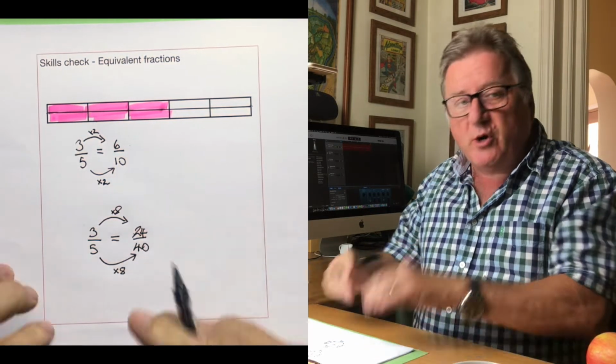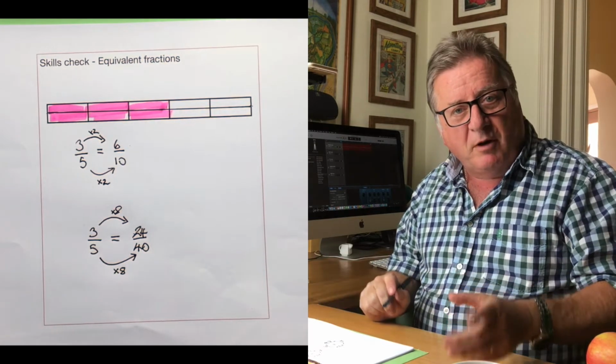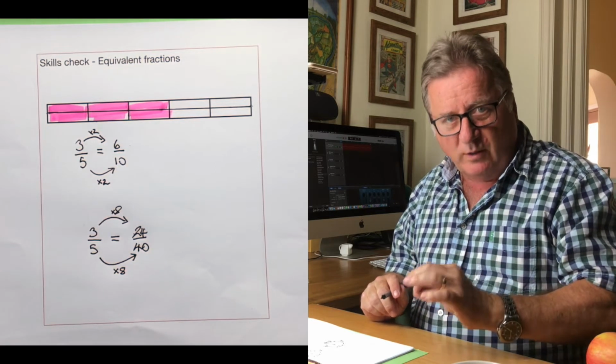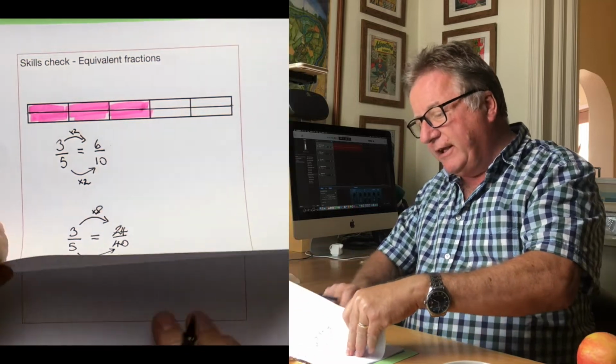So I've multiplied the 5 by 8 to get 40, so I'll multiply this by 8 to get 24. Now I know I could simplify that. I'm not going to right now. My main purpose of this is, can you understand equivalent fractions? Because that's going to be key for the next thing. So we are going to use equivalent fractions to help us add fractions.